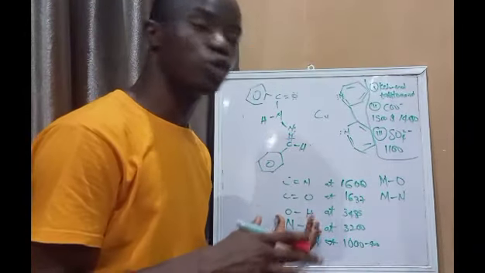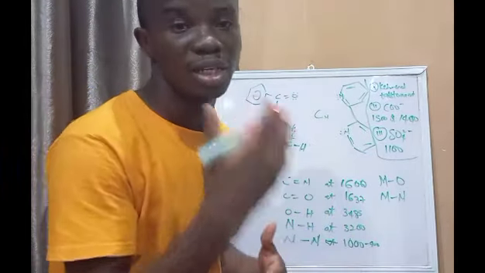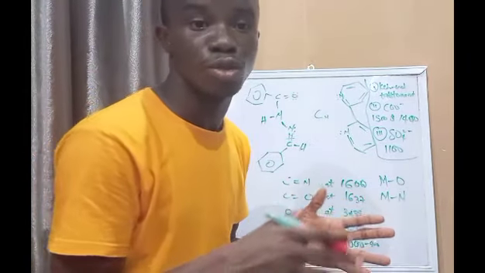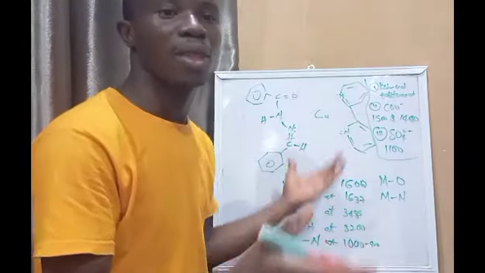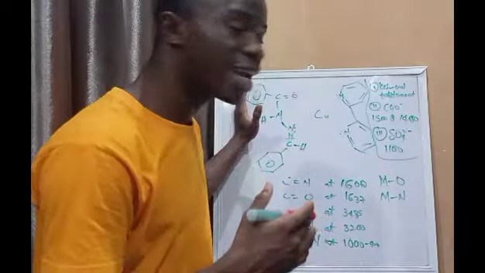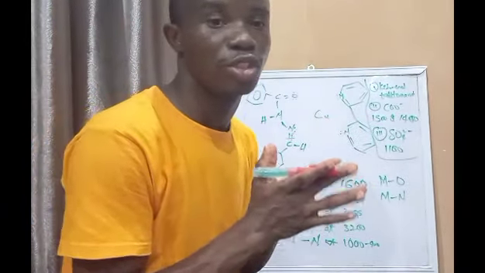Now for the NH, you can also look out for the NH. The NH is usually around 3,200. So you can look out for the NH signal in the ligand before the reaction takes place and after the reaction for coordination.